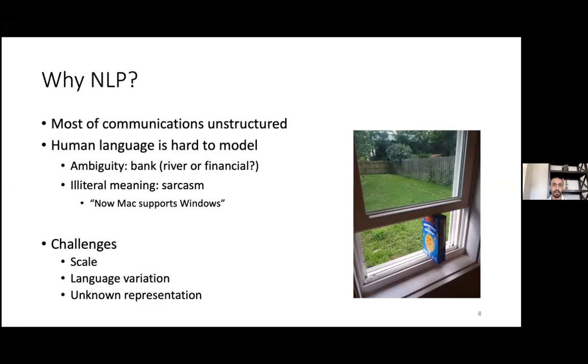One of them is scale. Sometimes we need to deal with large scale, a tremendous amount of data, to do real-time processing. Also, we have to take into account language variation. You have a lot of languages. Each language has its own dialects. And another challenge is unknown representation. We don't know how to represent world knowledge. We don't know how to represent some concepts like common sense. How can we represent common sense to machines? So these are some examples of challenges within the field of natural language processing.